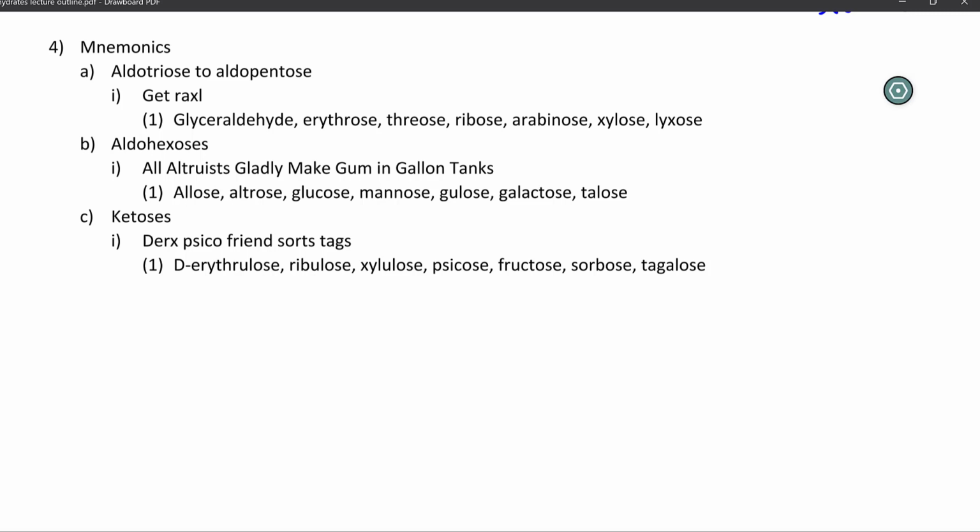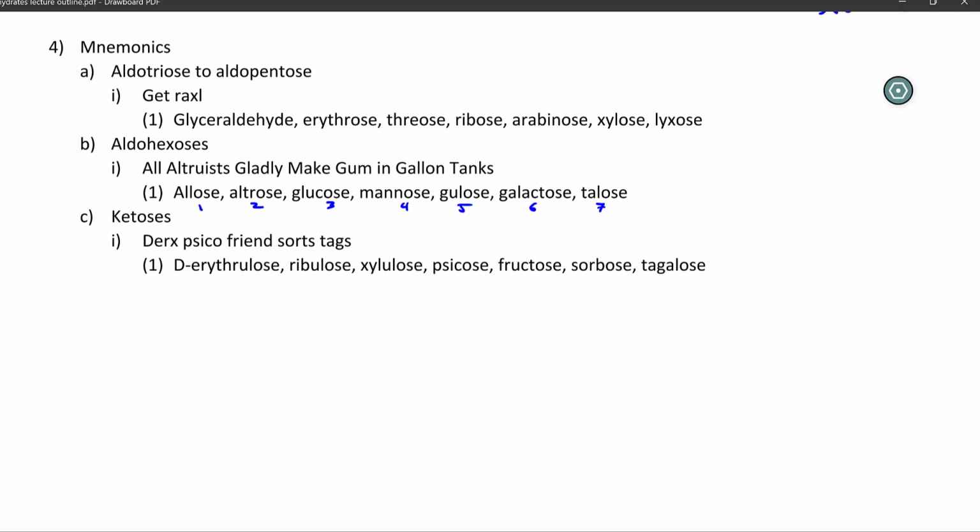And then all altruists gladly make gum in gallon tanks. That one's been around forever as well. That one seems to be fairly well known. And that's for all the aldohexoses. Now, if you remember, we talked about there being 16. So these are actually just the D or the L. So there's actually 2 of each of these. There's D-allose and L-allose and D-altrose and L-altrose. But you'll notice there's 1, 2, 3, 4, 5, 6, 7, right?